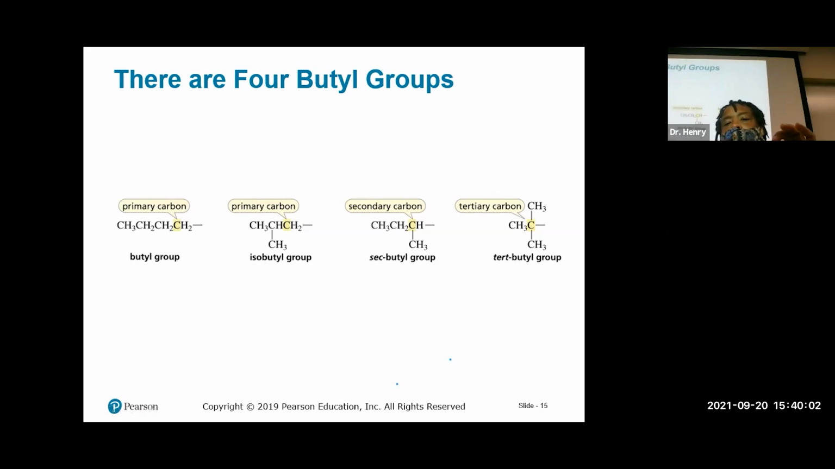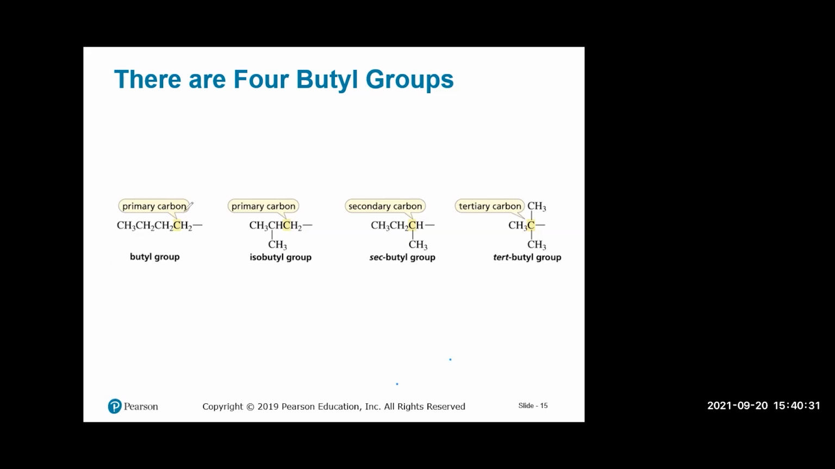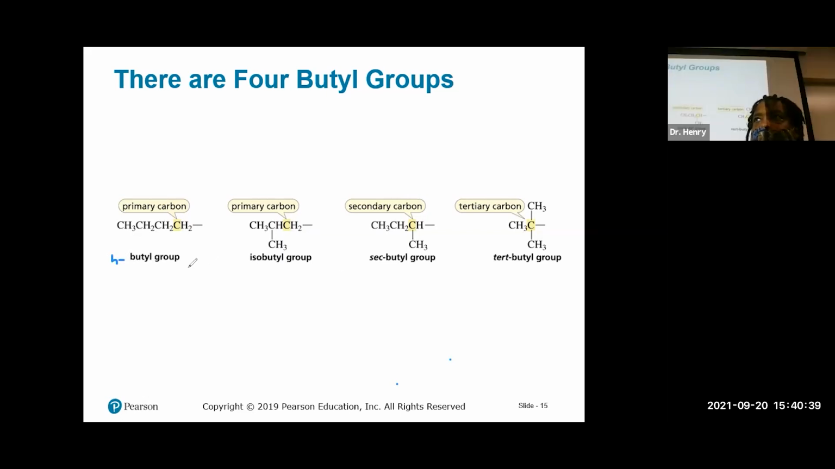Again, are these common names or IUPAC names? These are common names, yes. Also this guy here is also called N-butyl, the very first one. Can you guys see it on the other side? So N-butyl, isobutyl, sec-butyl, tert-butyl. Okay, if you have your hand raised, I may have an answer.